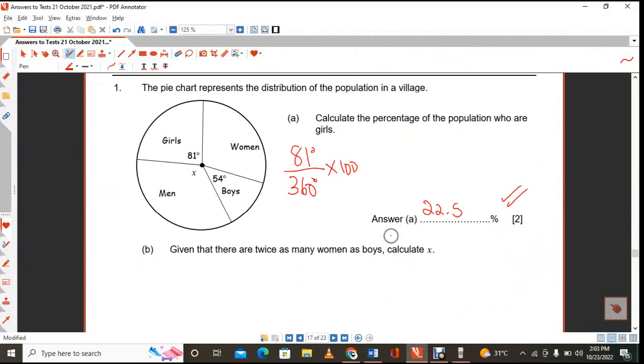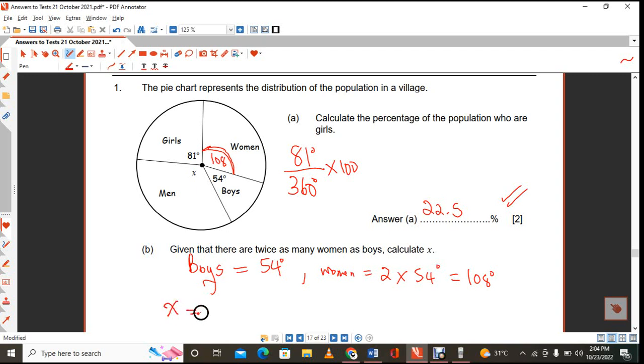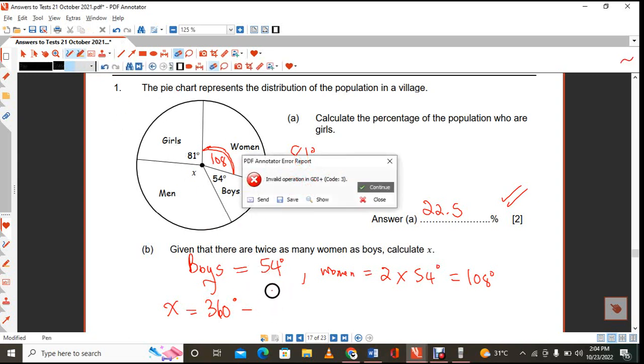The next one says, given that there are twice as many women as boys, so the boys we know they are represented by the sector angle of 54 degrees, and the women they will be twice that sector angle, which is 108 degrees. So this is 108 degrees. So from there to there. So if that is 180 degrees, then angle X can be calculated by subtracting the sum of all the other ones.